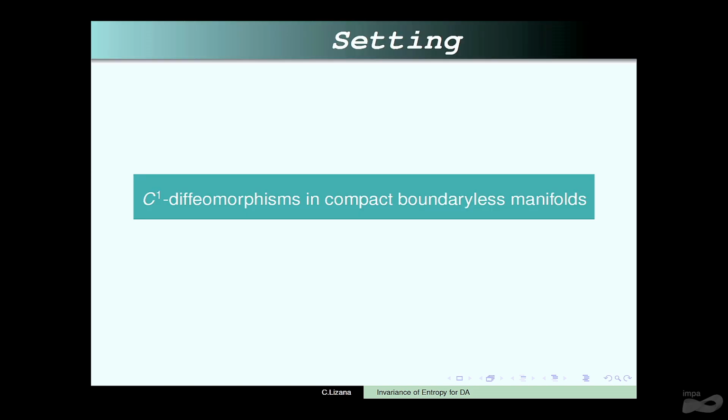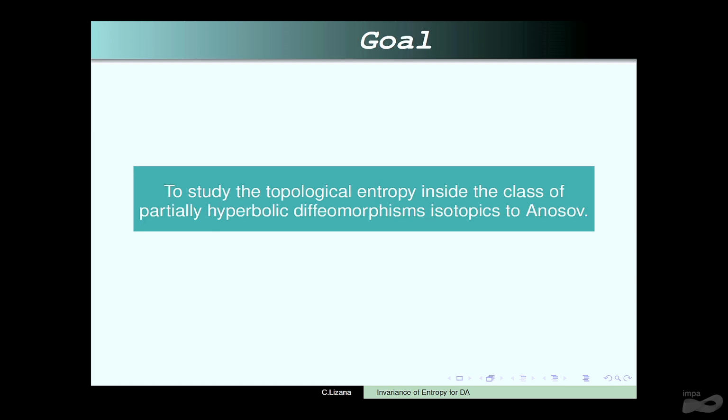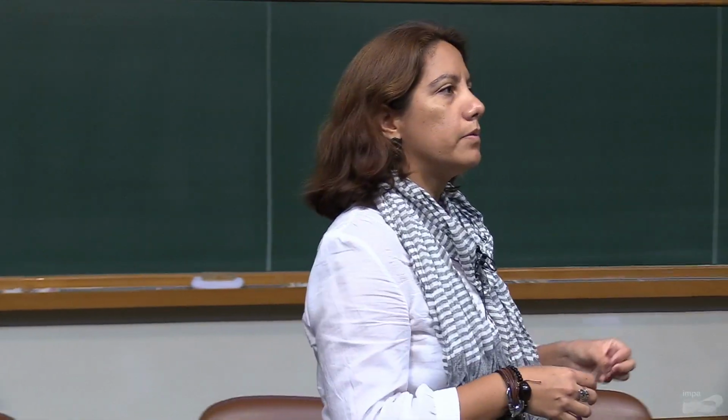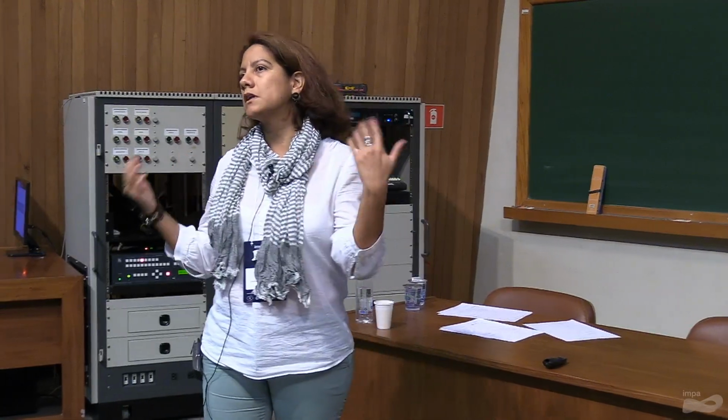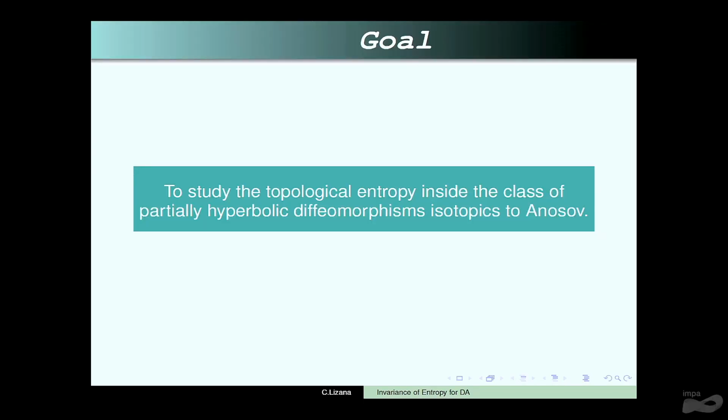So we are going to set up our work in C1 diffeomorphisms on a compact boundaryless manifold. As you saw in the title of the work, the idea is that if you have a map, you look at the isotopic class of this map, and you try to find the simplest model in this class. Of course, simplicity could be relative to what you are looking for. So we decided to measure simplicity in terms of topological entropy, so the less complexity of the orbits. And since this is something new, we are going to work in a class that we already know something about. So we are going to work in a setting of partially hyperbolic diffeomorphisms that are isotopic to an Anosov.